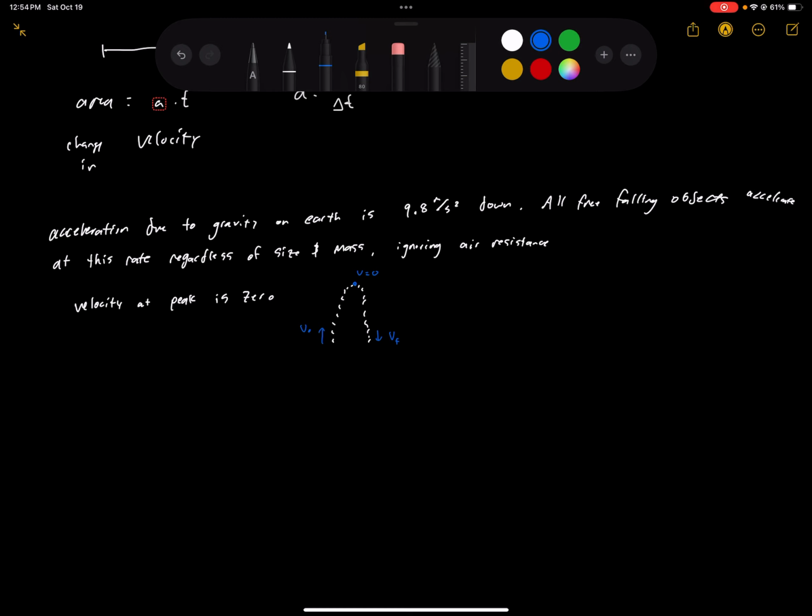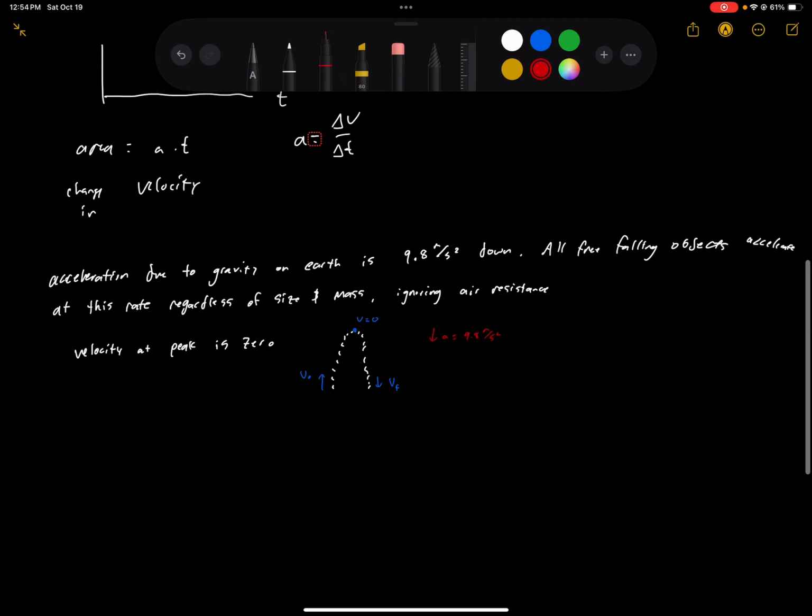And that's going to be at the very top. Now, something else that's important to note is we just mentioned that the acceleration due to gravity is 9.8 meters per second squared going down. And that is always, always, always true throughout the trajectory of this object. I throw an object up, it's going to be accelerating 9.8 throughout the entire trip. Okay, now let's do some examples.